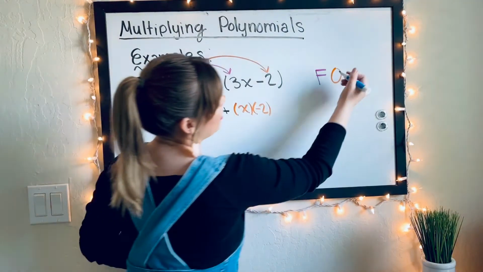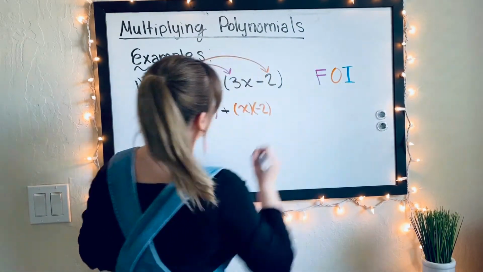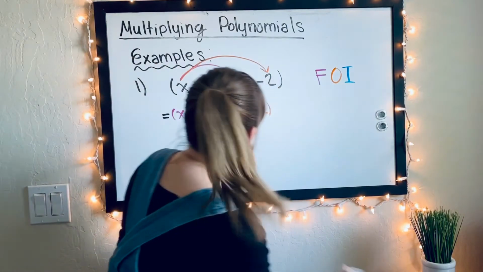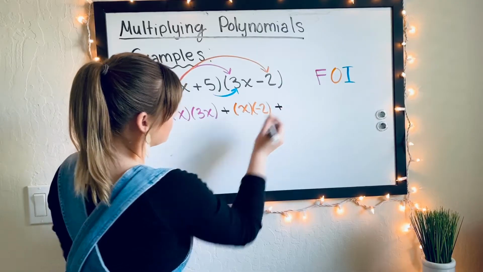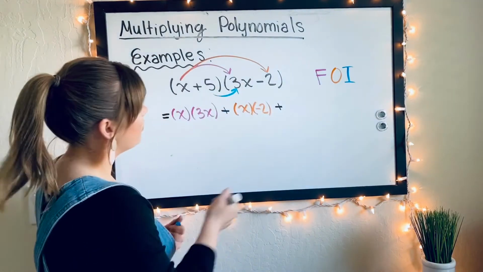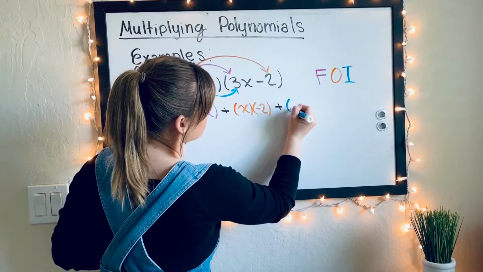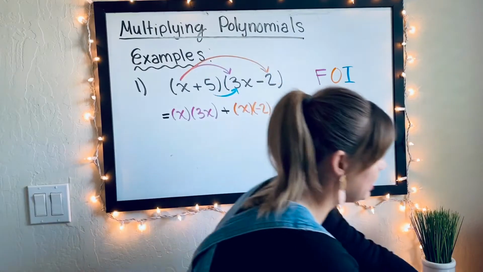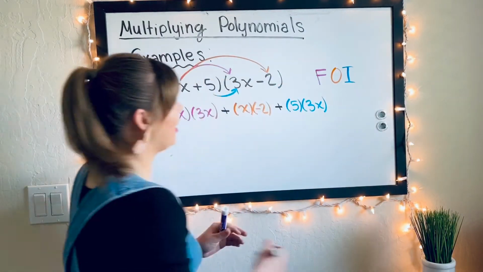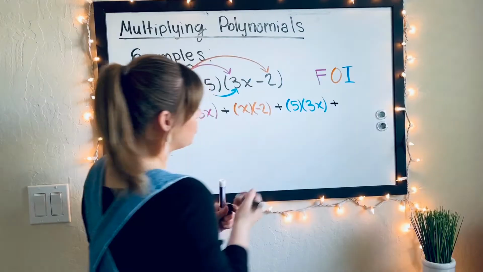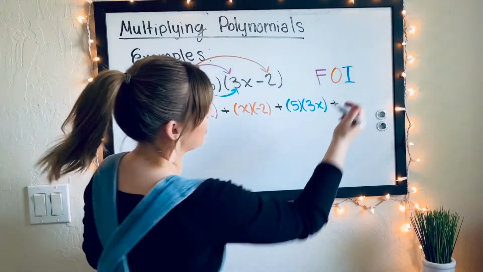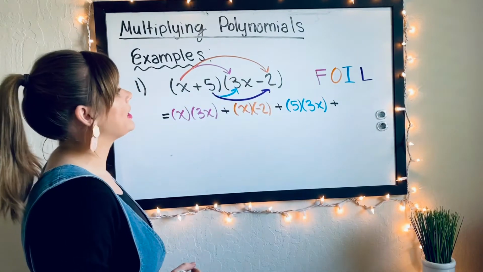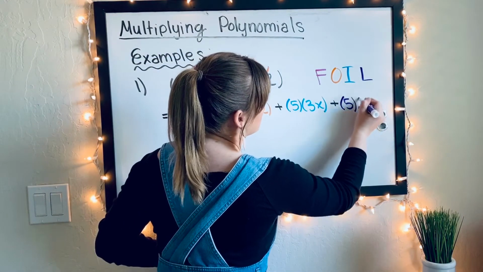Then I have my I in FOIL. Those are my inside terms that I'm going to multiply together. So it's going to be plus 5 times 3x. And then finally, I'm going to add that to my last terms. That's what our L stands for, last terms multiplied together. So I have 5 times -2.